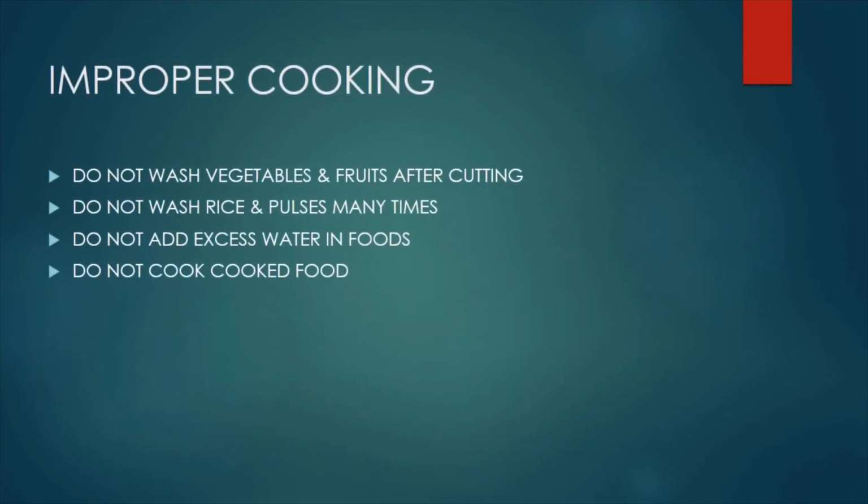Improper cooking. Do you know a lot of vitamins and minerals get lost in the process of cooking? For example, repeated wash of rice and pulses may remove some of the proteins and vitamins present in them. Likewise, washing fruits and vegetables after cutting results in loss of nutrients. Many fruits and vegetables have nutrients in their skins, so repeated washing of fruits and vegetables also results in loss of nutrients.